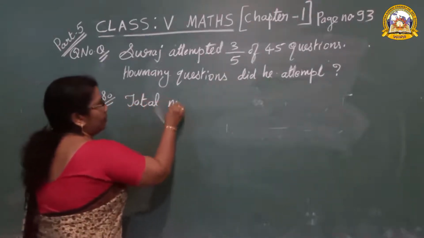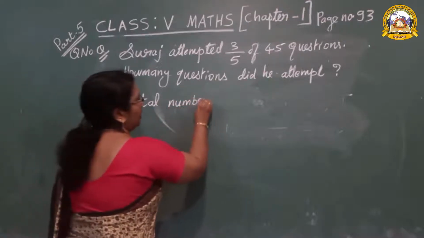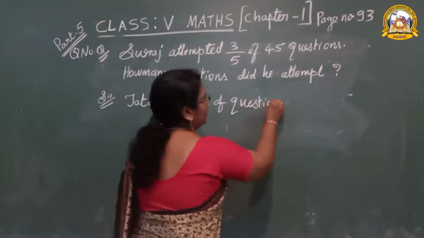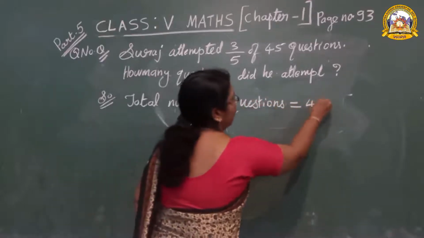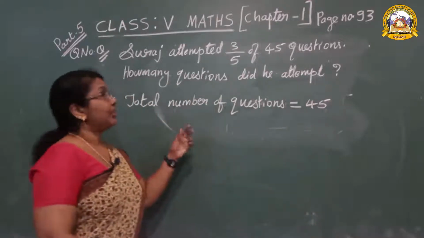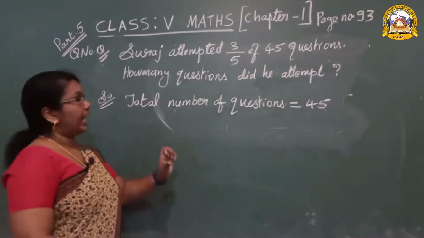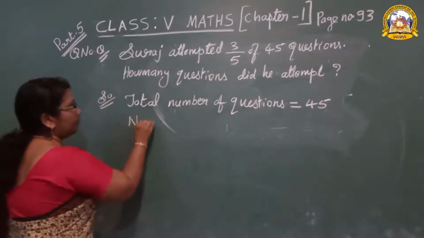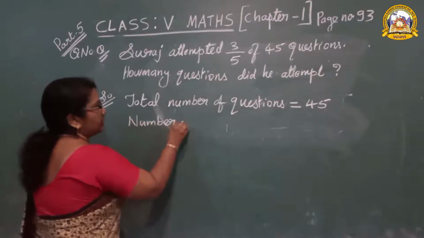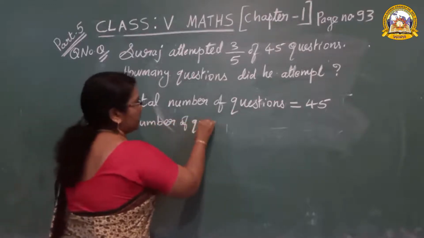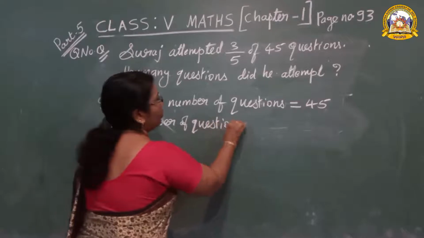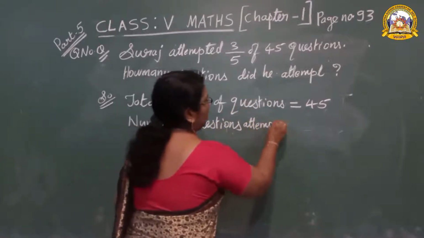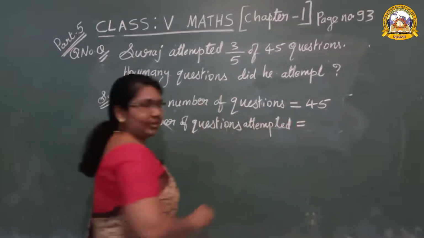Total number of questions. How many questions are there, students? Yes, 45 questions are there. Now how many questions did he attempt? 3 by 5th. So we have to write the second step: number of questions attempted. Number of questions attempted. How to find out?